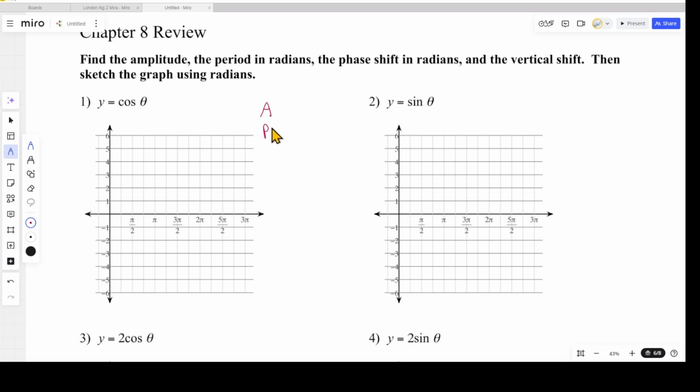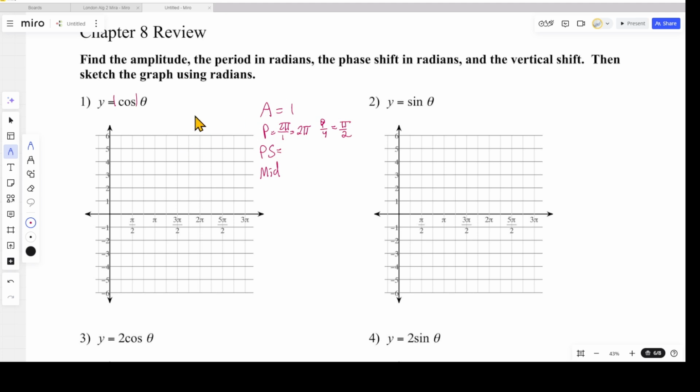Amplitude, period, phase shift or horizontal shift, and midline or vertical shift. The amplitude is 1. The period is 2 pi over b, which is just 2 pi. I also like to write down the quarter period, which is just 1/4 of the full period. So 2 pi divided by 4, that's going to be pi over 2.